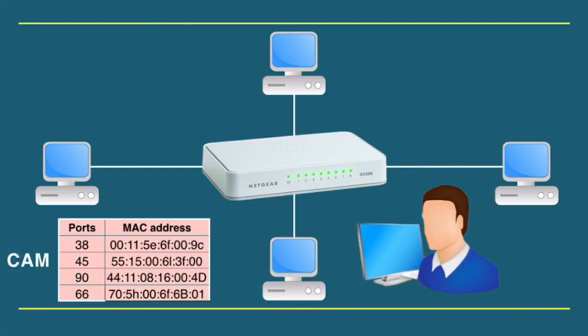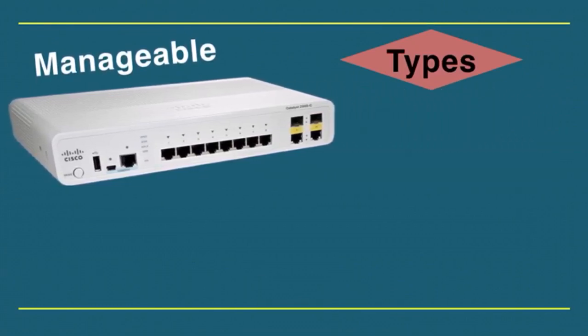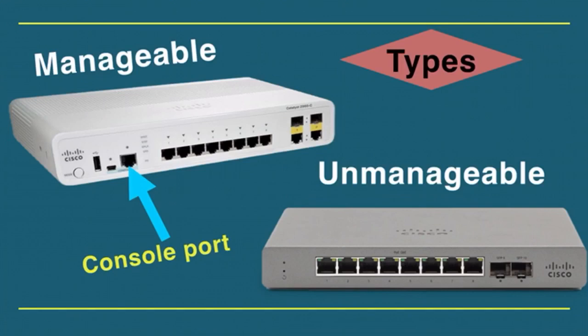There are two types of switches. Manageable switch. It has a console port and IP address, which can be assigned and configured. Unmanageable switch. On this switch, configuration cannot be made. It's not possible to assign an IP address as there is no console port.